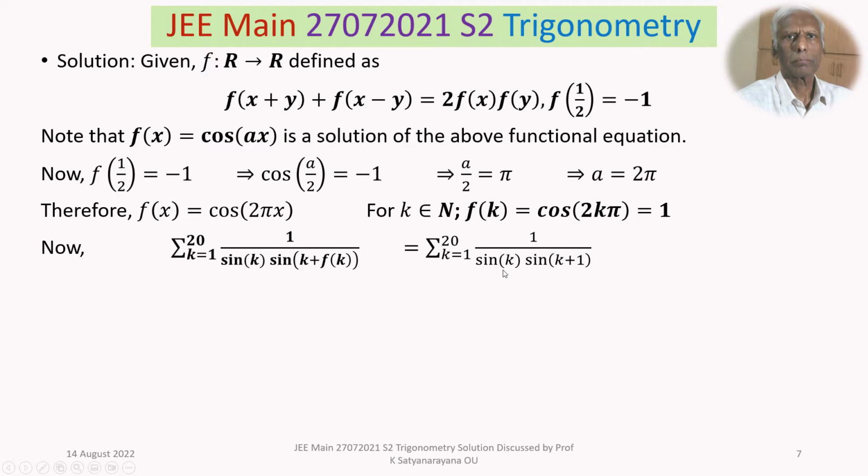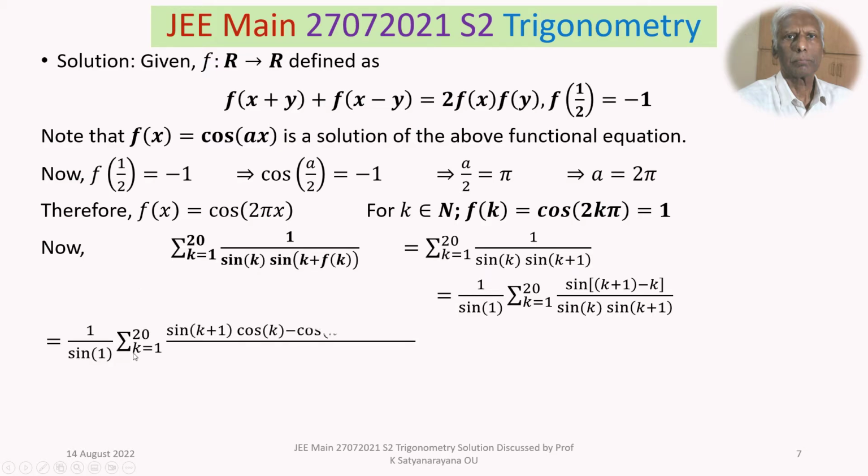Now by looking at this, the idea is, in the numerator, sin of k plus 1 minus sin k. If you write sin of k plus 1 minus k, what is sin of k plus 1 minus k? The k cancels, so it is sin 1. So you multiplied by sin 1, so you divide by sin 1. Now expand this using the sin of a minus b formula. 1 by sin 1, sigma k equals 1 to 20, sin k plus 1 cos k minus cos k plus 1 into sin k by the denominator.